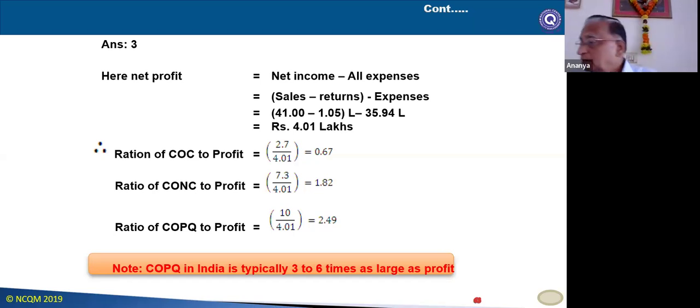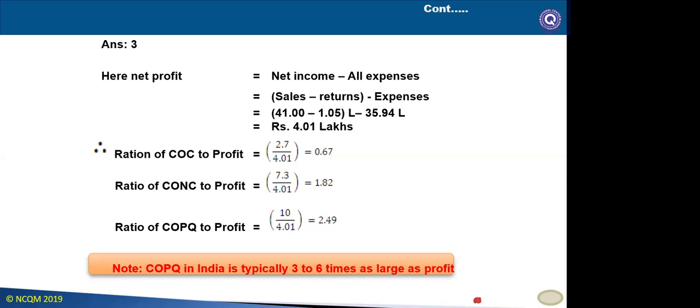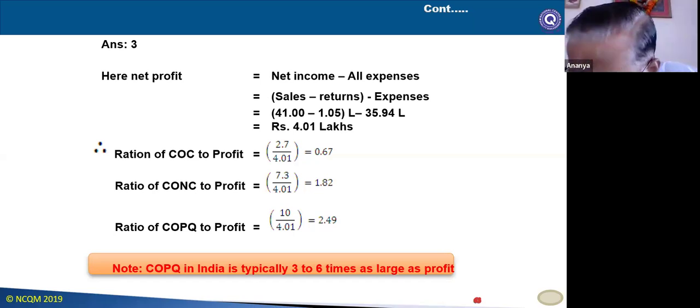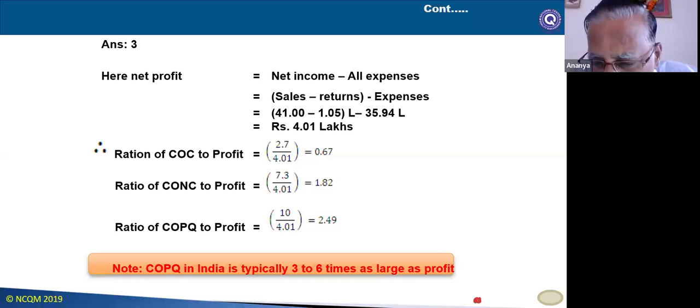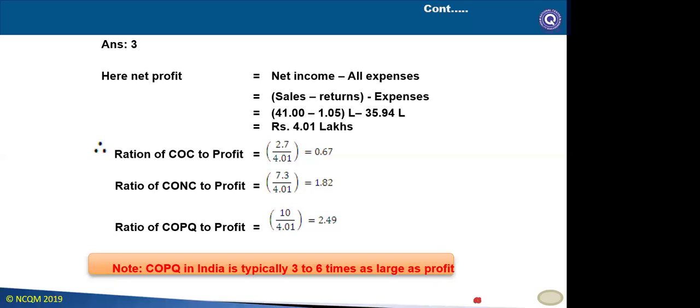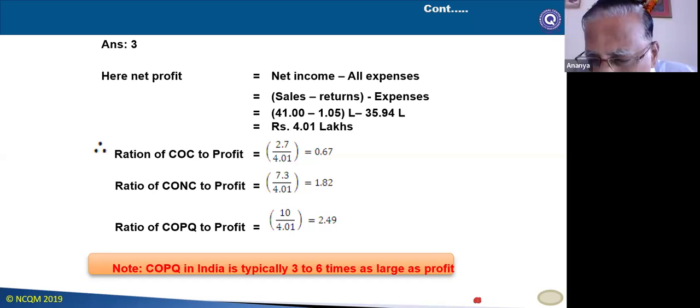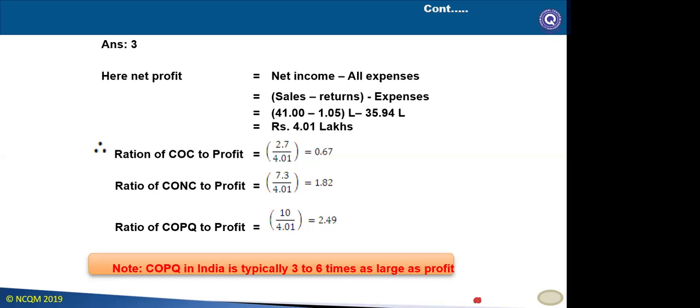Sir, I have one question. When it comes to service quality, in banks we also look at reports and errors which happen in the report. So that will come over here, because I'm seeing internal failure cost in the book. It doesn't talk anything about the report part of it, but it talks about rework and scrap. So should we consider the report?